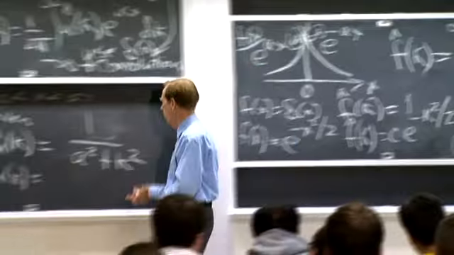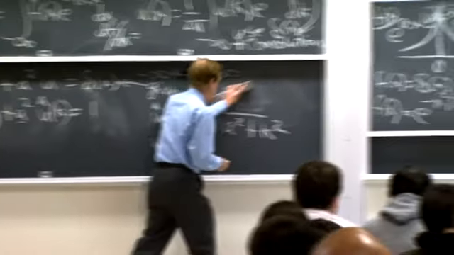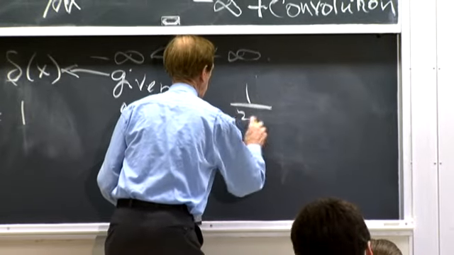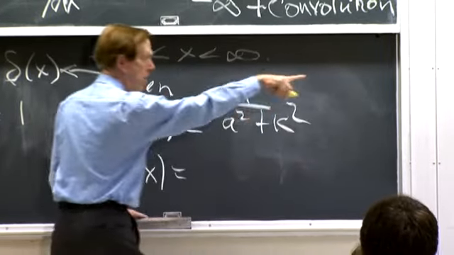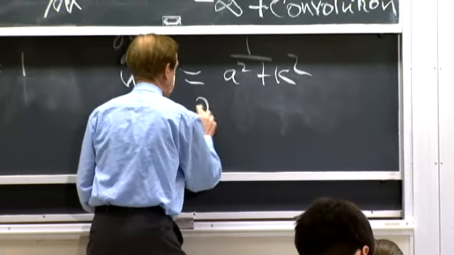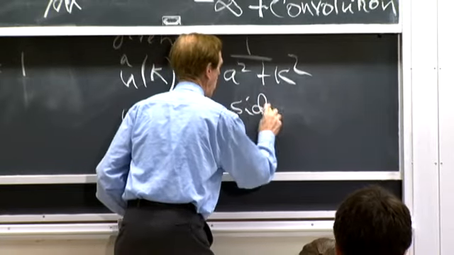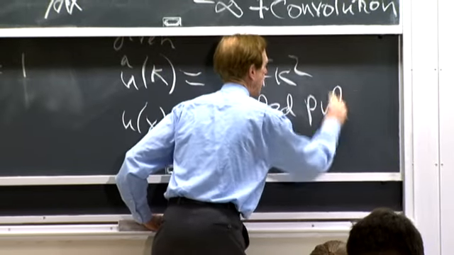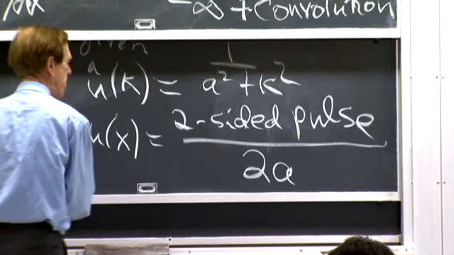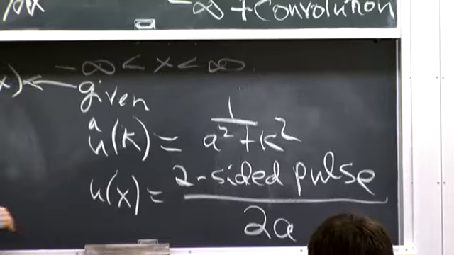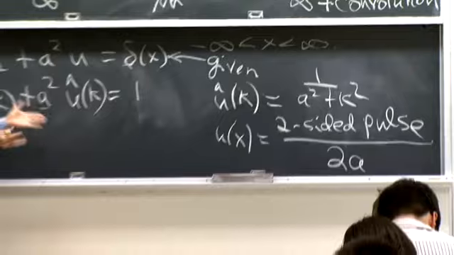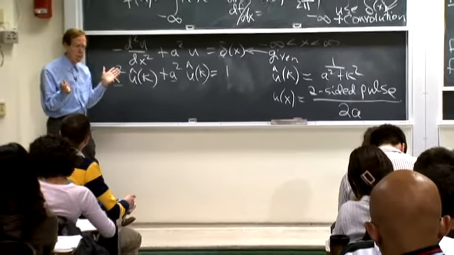So now we've got the answer. Let me just make a little more space here. This was 1 over a squared plus k squared. And now, having seen that already, I just say, yep, that must be it. It's the two-sided pulse. And I have to divide by 2a. Do you see that that's the correct answer? We can substitute that in the equation and see that it works. So we have solved the problem.